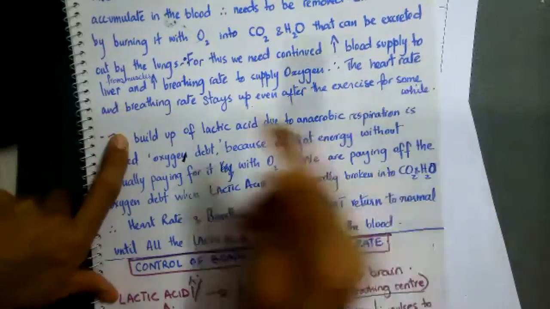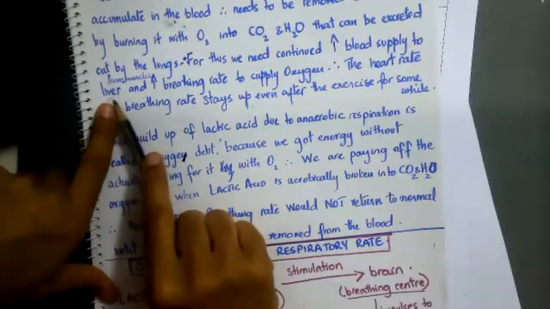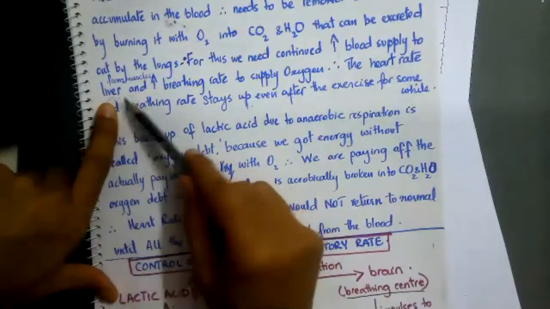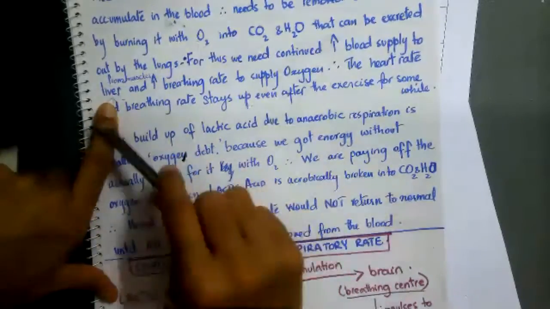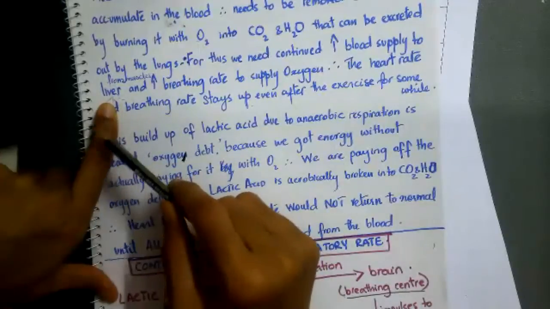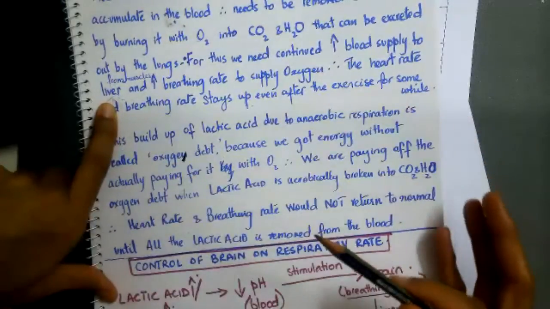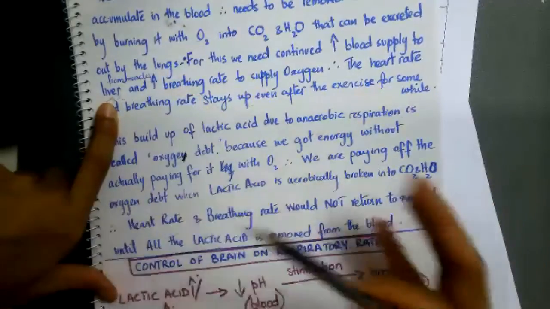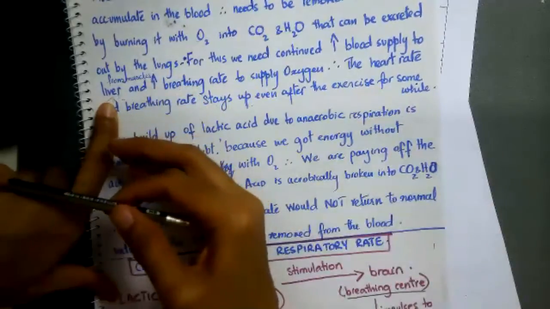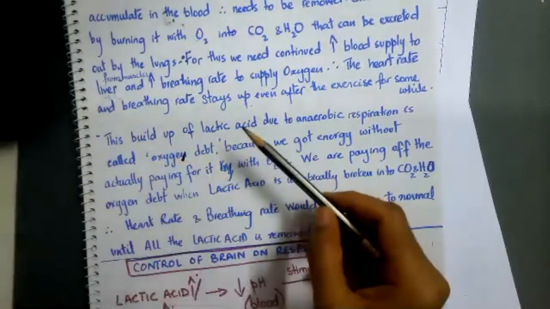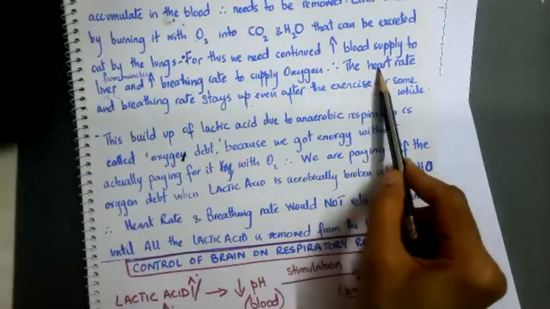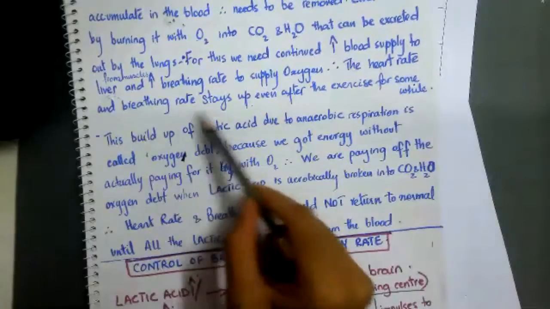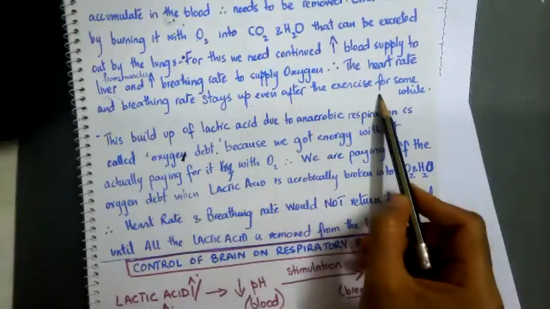Okay, so this also is helped by increased circulation. This process is also helped by increased circulation, because increased circulation would mean that the blood is rapidly transported from the muscles to the liver, so that this oxygen debt can be paid off, right? Okay, so we understand why the heart rate and breathing rate stays up even after the exercise, right?